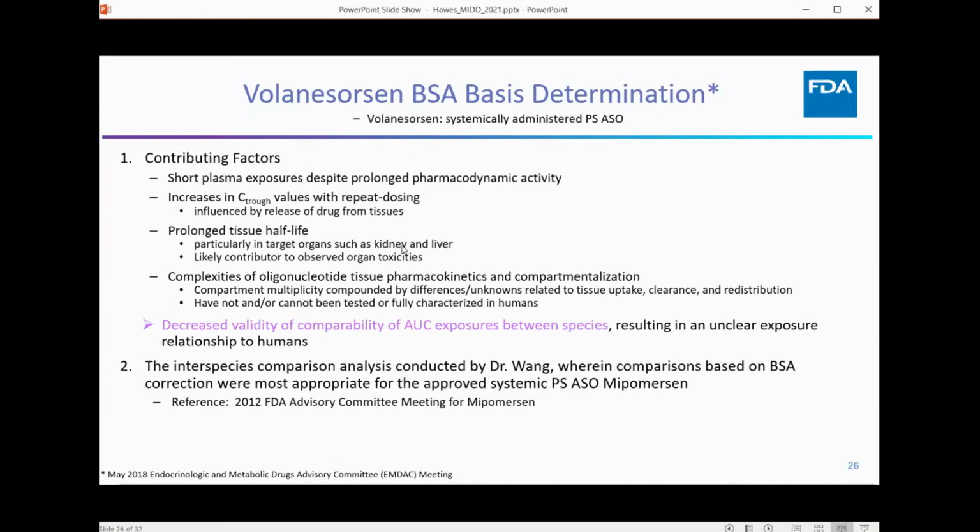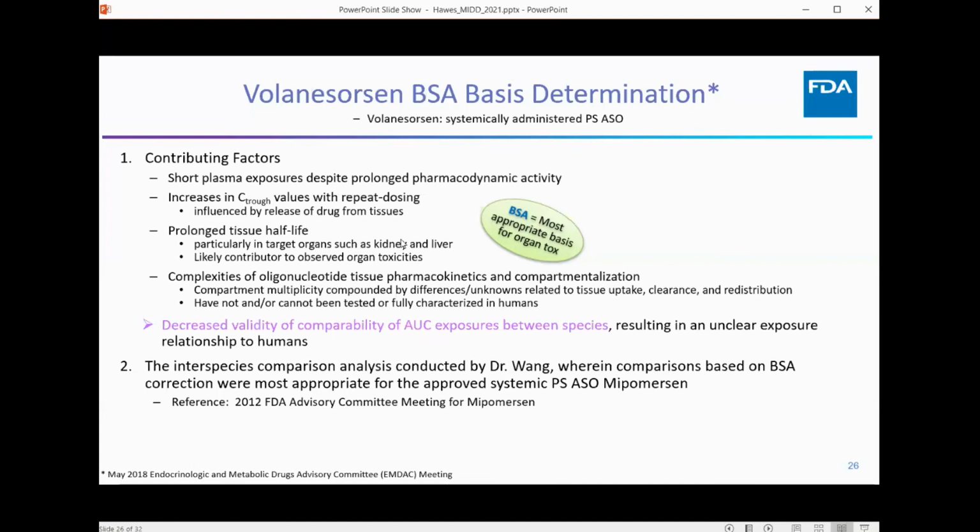And of course, there were several complexities in the oligo tissue pharmacokinetics and compartmentalization, like I just discussed. Overall, this was determined to decrease the validity of comparability of the AUC exposures to the species, resulting in an unclear exposure relationship to the animals. And the regulatory scientists determined that the body surface area correction was actually the most appropriate basis for organ toxicity for this drug. And this led to quite the debate, as the sponsors had a much larger margin of safety based on AUC exposures and little to no margin of safety based on BSA.